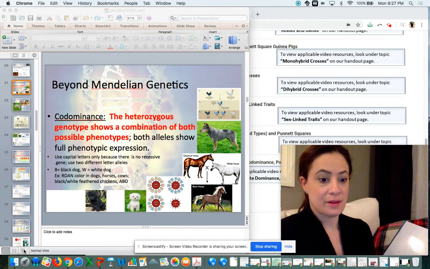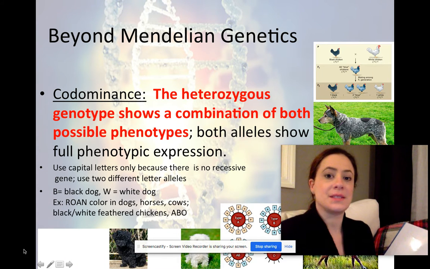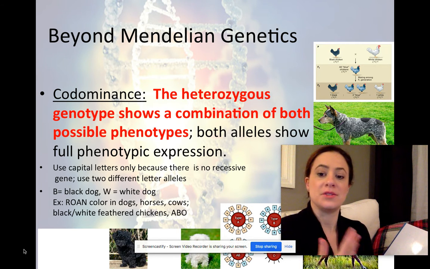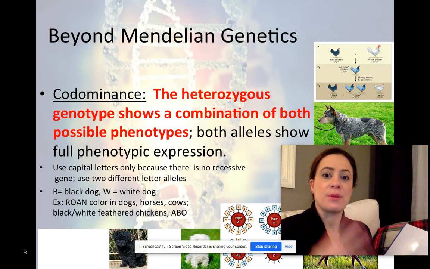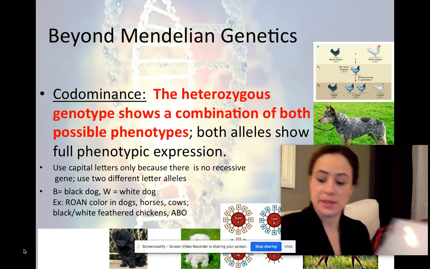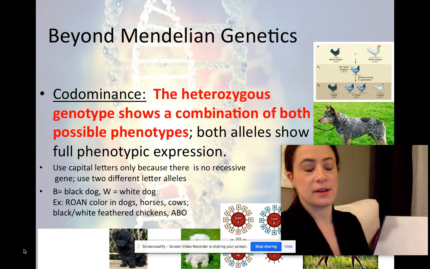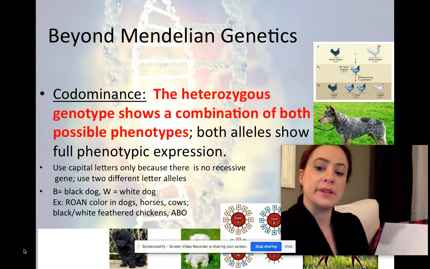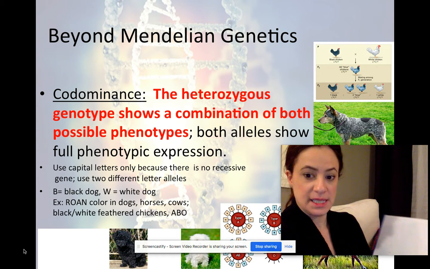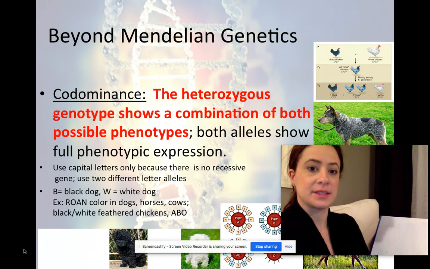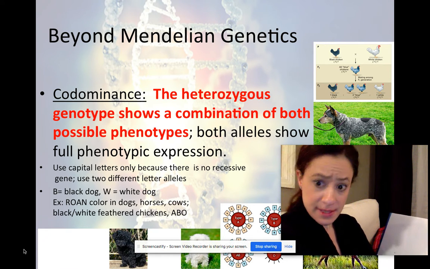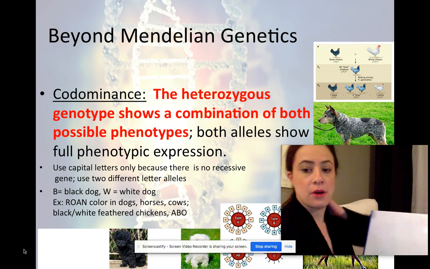So, welcome, and we are going to be getting into other types of patterns of inheritance in terms of problem solving. Last time I saw you guys, we were doing dominant recessive patterns of inheritance that involved a dominant allele masking a recessive allele, and that's basic Mendelian patterns of inheritance, but there are other ones as well. This is a pattern of inheritance known as codominance.